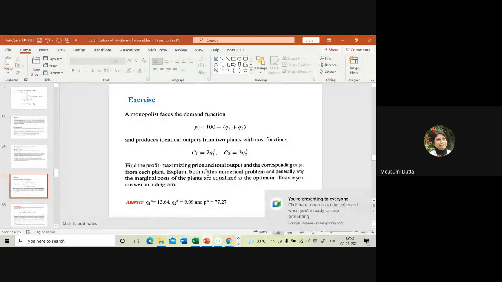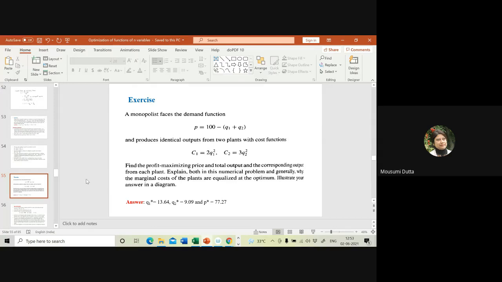So find the profit maximizing price and total output and the corresponding output from each plant. This question is theoretical. Explain both in this numerical problem and generally why the marginal costs of the plants are equalized at optimum. And illustrate your answer in a diagram, that will not be part of this mathematical economics. However, check Pindyck and Rubinfeld. We will also discuss the graph to clarify our understanding, but not for exam purposes.